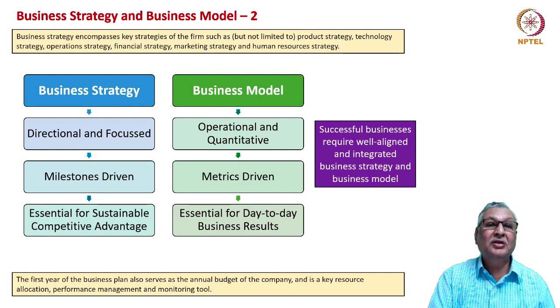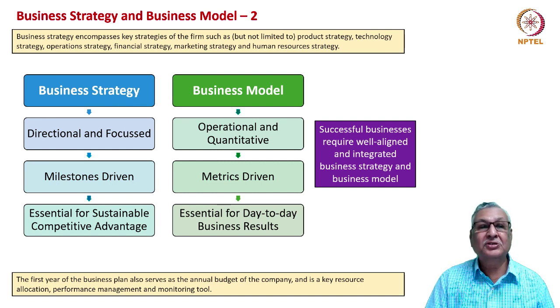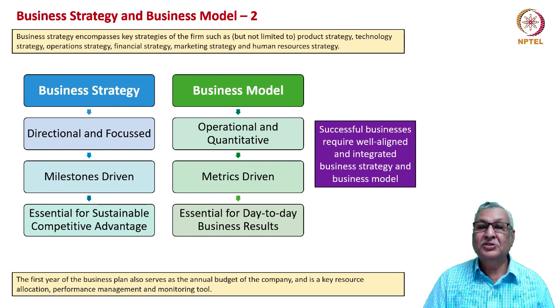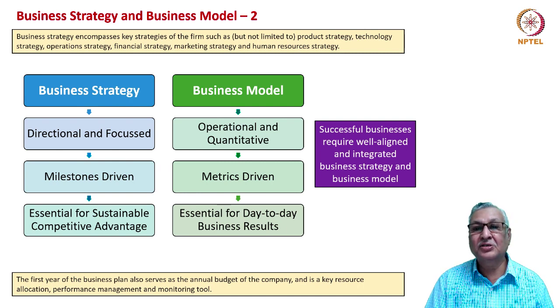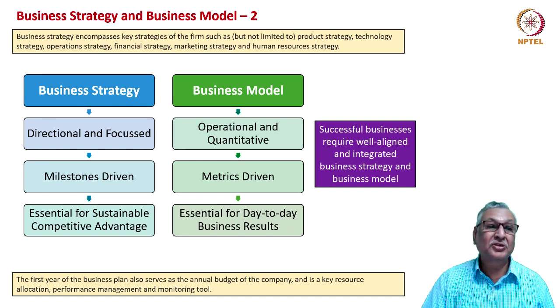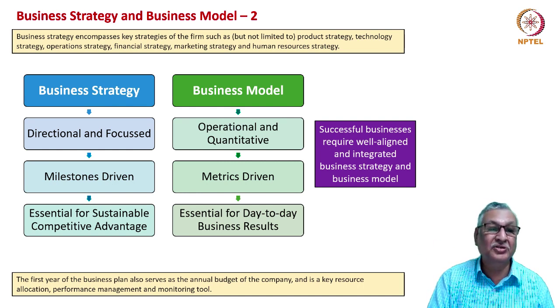Now, the characteristics of business strategy are different from the characteristics of business model. Business strategy comprises functional strategies or product related strategies. We can have product strategy, technology strategy, operations strategy, financial strategy, marketing strategy, regulatory strategy, human resource strategy, and so on. But we don't have business model called product business model, technology business model, etc. Business model is one which runs the business. So there is a difference.